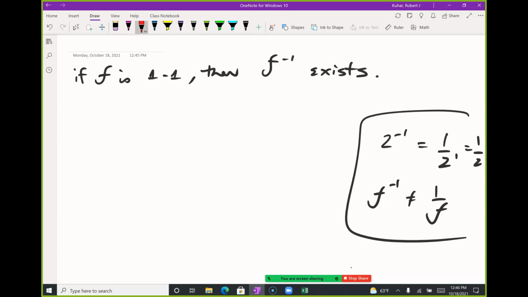So if the function is 1 to 1, then the inverse exists, which means we can find the inverse. So I've got to teach you how to find an inverse now. So let's start with something nice and simple. Y equals 3x minus 5 is 1 to 1. How do you know?